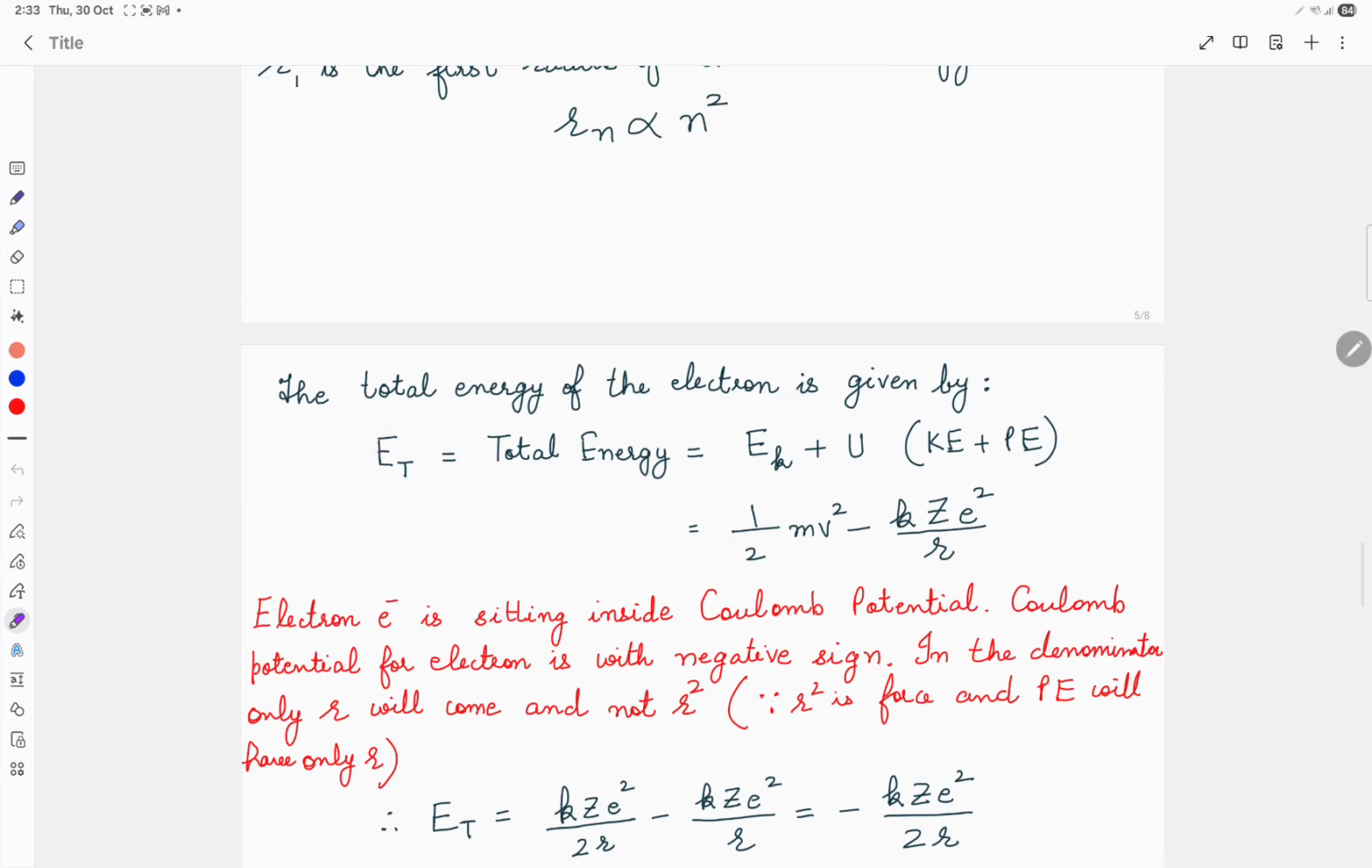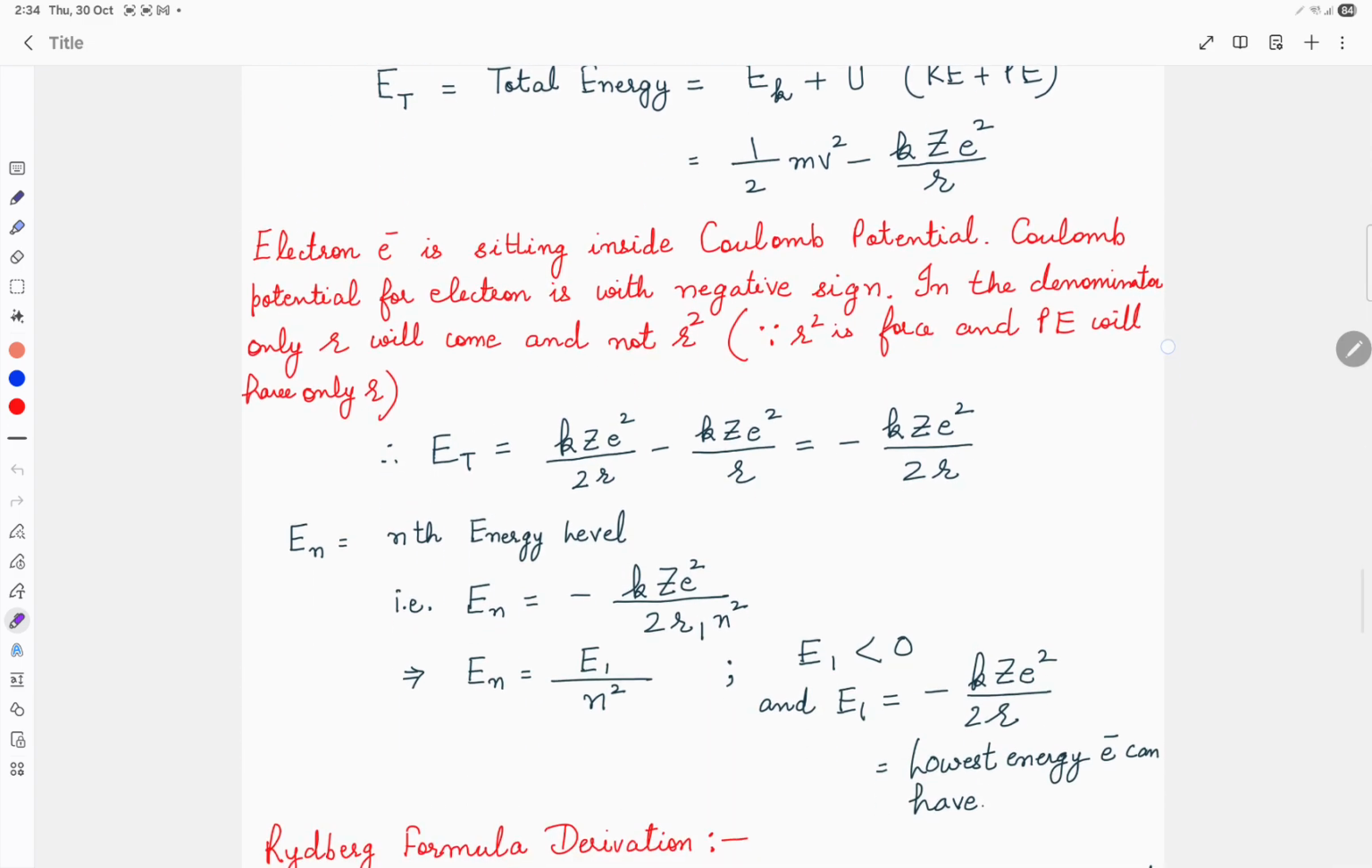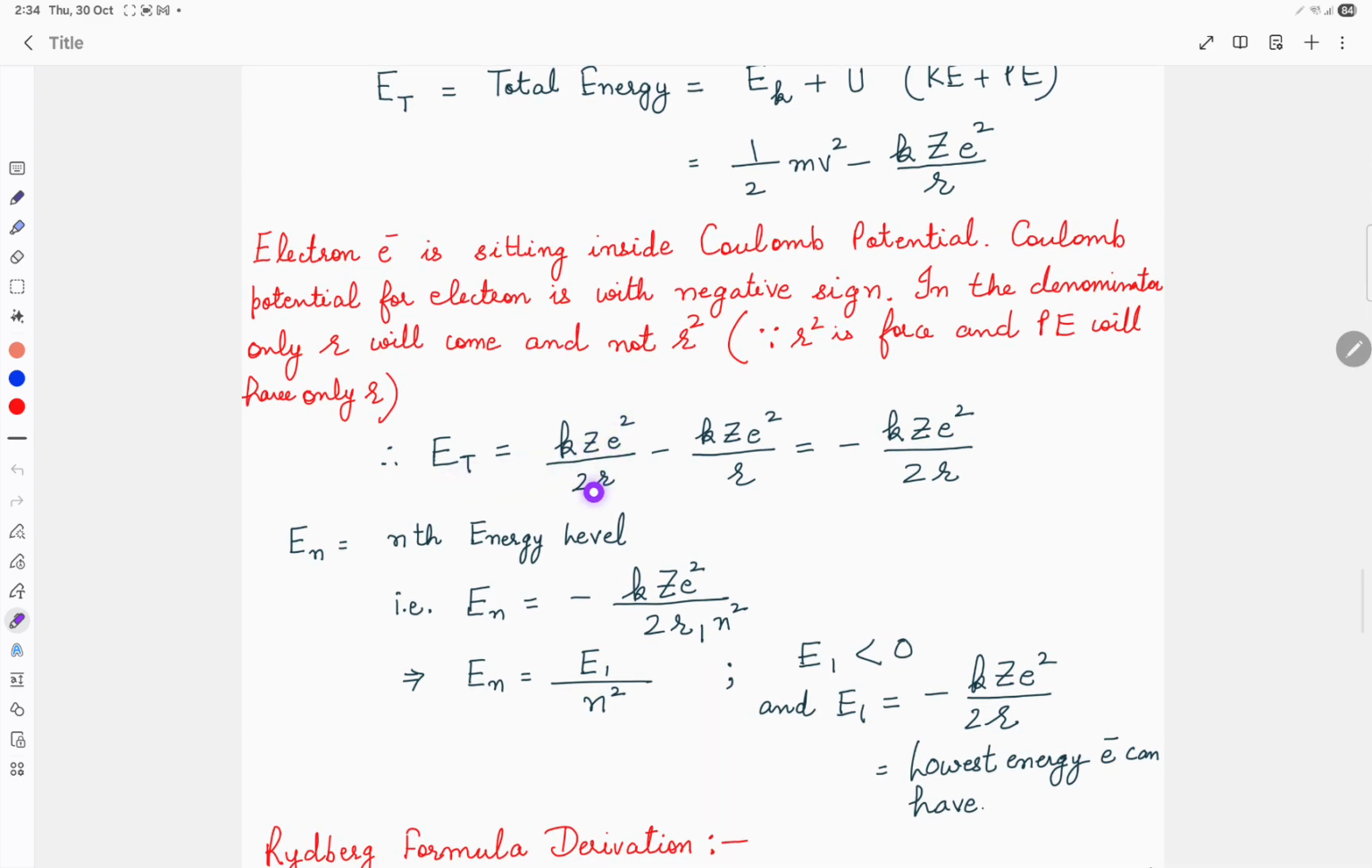Now the total energy of the electron is given by the kinetic energy plus the potential energy. So kinetic energy is half mv square, we know. Potential energy will be kZe square by r. Now please remember that in the potential energy term you will not get r square here. That is for the force. So only r will come for the potential energy. So that's what I have written down here. So total energy is kZe square by 2r minus kZe square by r. The negative sign is because of the potential energy of the electron. So total energy comes out to be equal to minus kZe square over 2r.